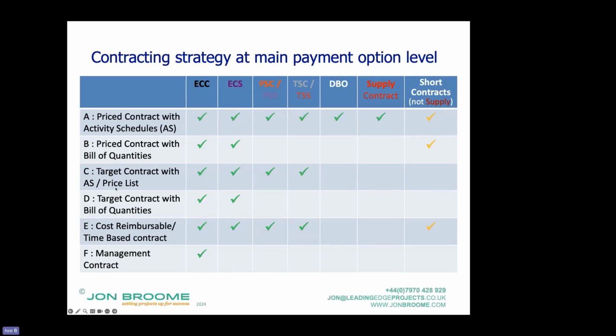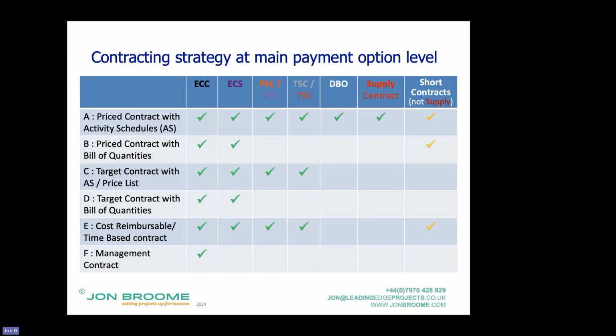The target cost contracts are a development of cost reimbursable contracts where during the contract, the contractor is reimbursed defined cost plus fee. But at the end, that defined cost plus fee is compared with the target price. And hopefully you're in gain and it's split in pre-agreed proportions.